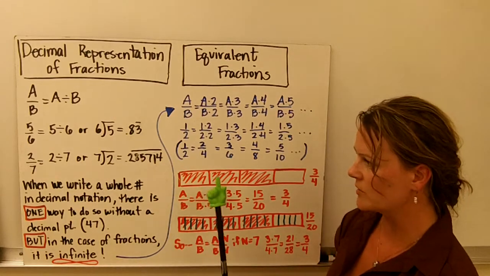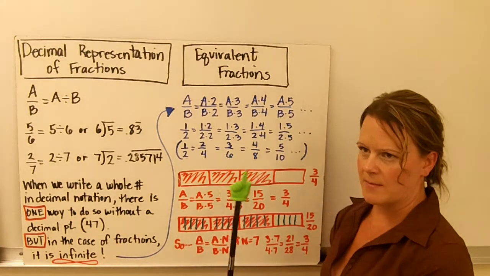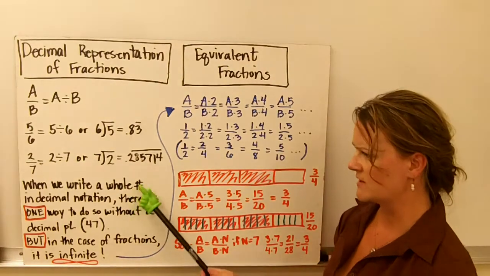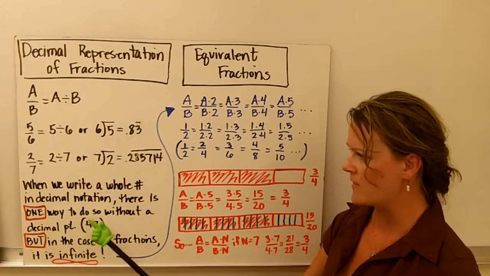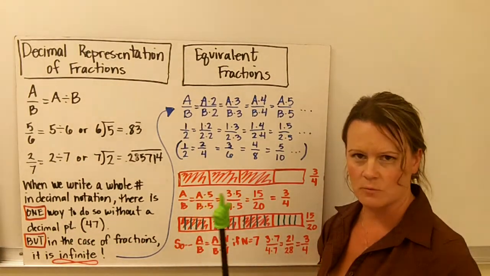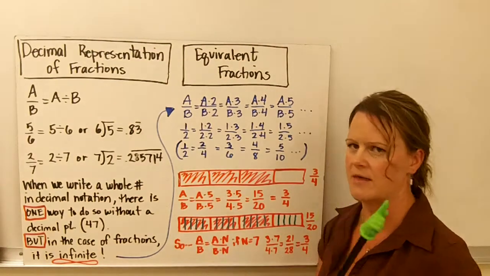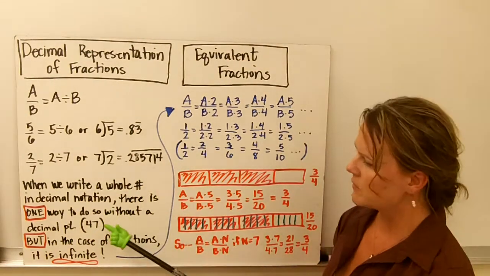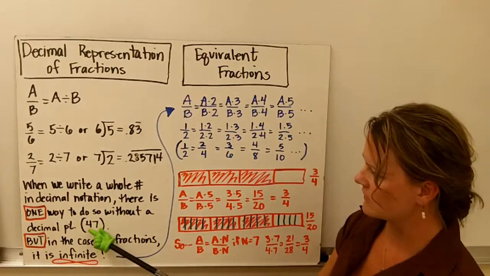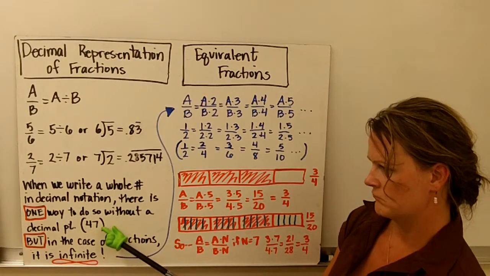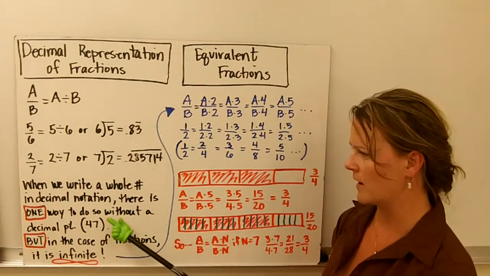So when we write a whole number in decimal notation, think about that for a second. If we write a whole number in decimal notation, there's only one way that we can do so without using a decimal point. With a decimal point, of course, we can continue to write that whole number forever. But without a decimal point, there's just simply one way. So look right here, like 47. There's no other way I can write that without a decimal point.